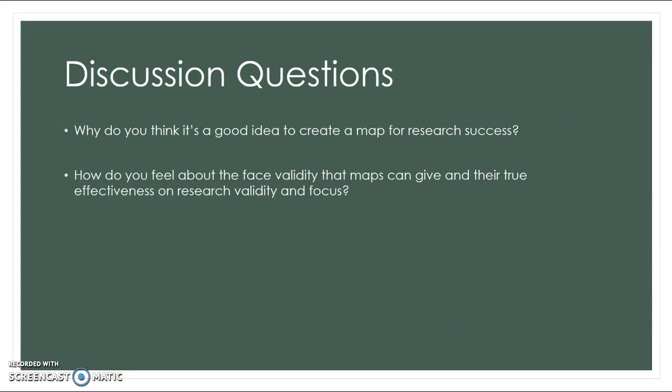Okay, so I know that was really short, but honestly, the section of the textbook was pretty short, so I'm going to go ahead and ask the discussion questions. Why do you think it's a good idea to create a map for research success? And how do you feel about the face validity that maps can give, and their true effectiveness on research validity and focus?